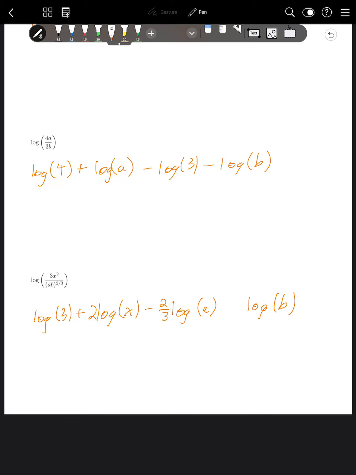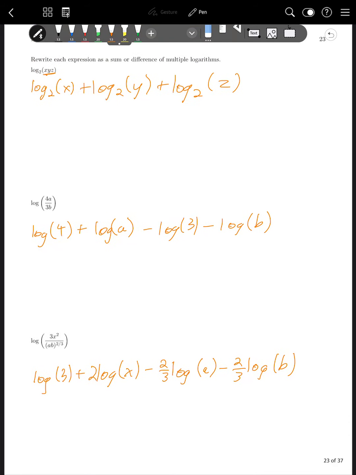And b is also in the denominator and also raised to the 2/3 power, so that's going to be minus 2/3 log of b. Notice that 3 did not have an exponent because on top we did not have parentheses, right? For 3 to be squared, it would have to look like this. It'd have to be (3x) in parentheses squared, like it is on the bottom. But because there are no parentheses, that's why that 2 only applies to the x term. Okay, so that's the idea.